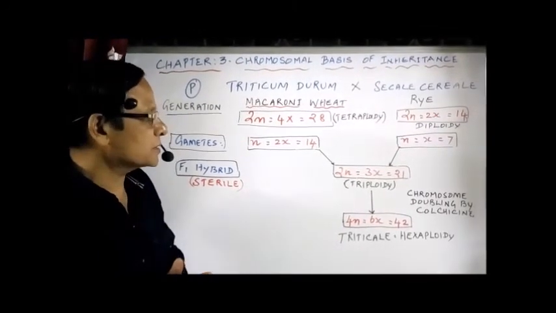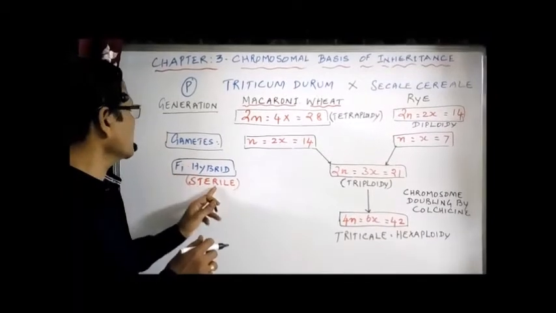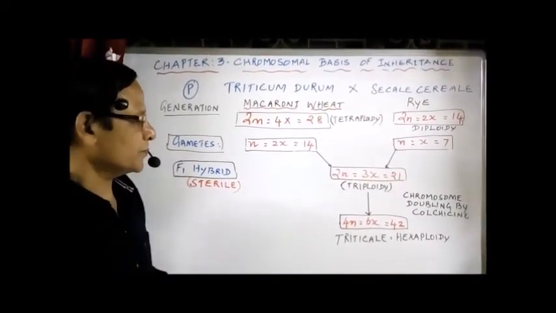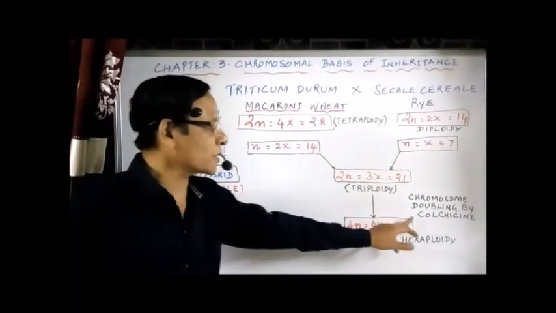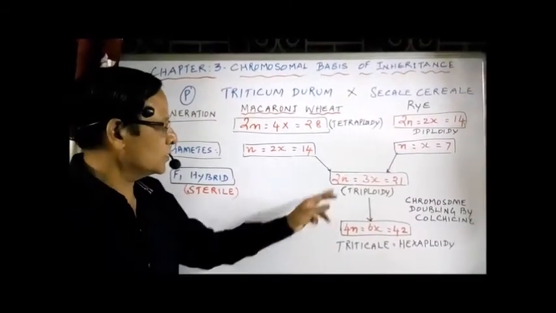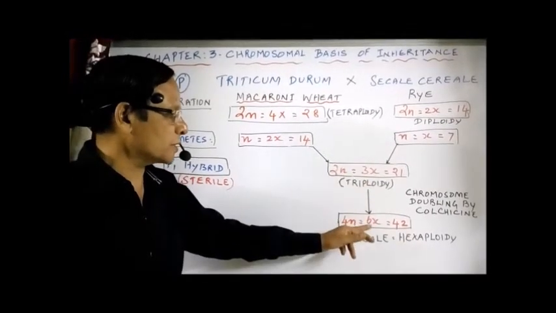The triploid is sterile in nature. This is the F1 hybrid, which is sterile, a triploid because of defective gamete formation. When it is treated with colchicine, it results in chromosome doubling. So 3x is doubled to 6x.